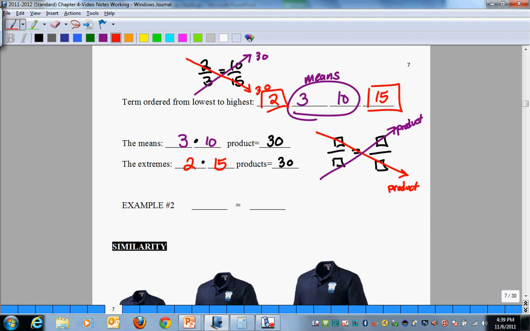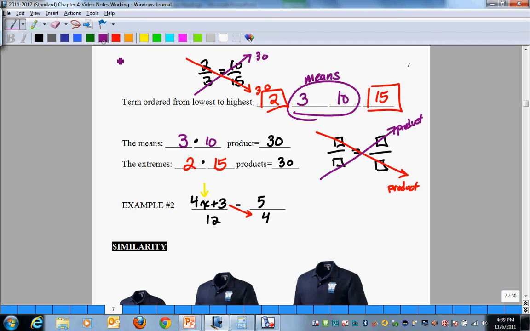So if you want to solve for a true proportion, proportions are solved by cross multiplication. Let me give you an example. We have (4x + 3) over 12 equals 5 over 4. We want to find a value of x so that we get a true proportion here.